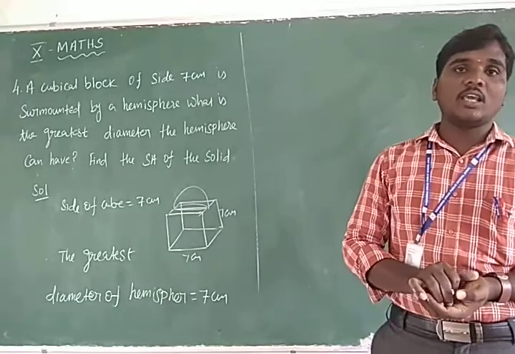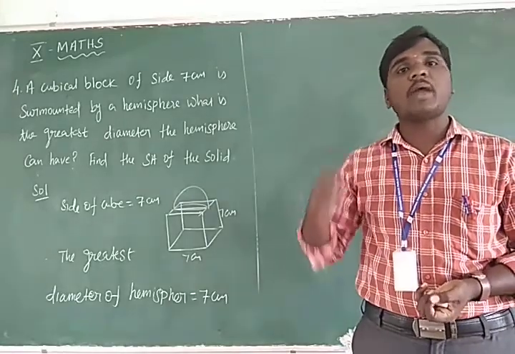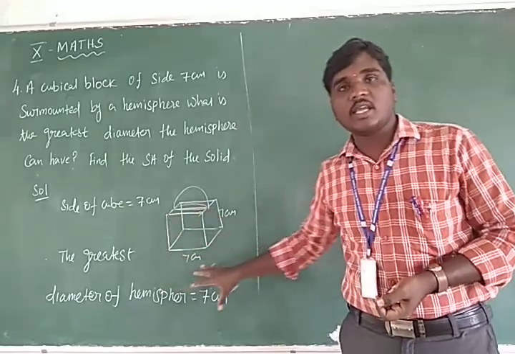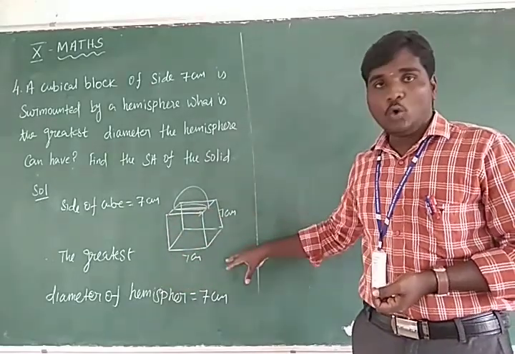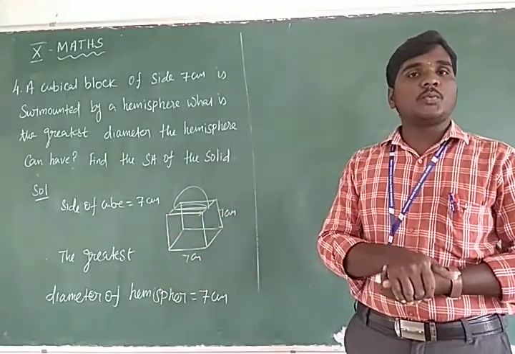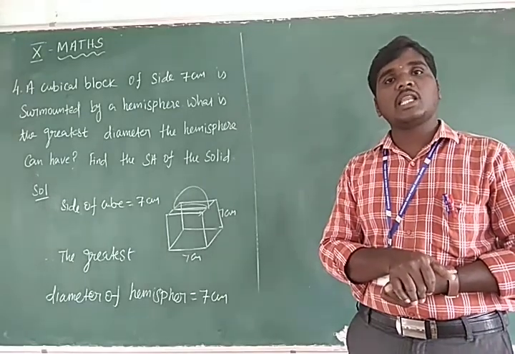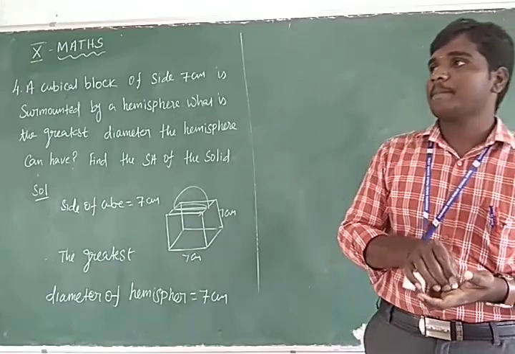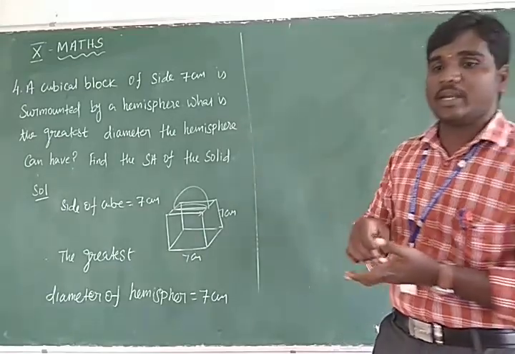Okay, so find the surface area of the solid. How will we find it? Total surface area of cube plus total surface area of hemisphere. Correct? Isn't it? Okay. The top view I will explain now.